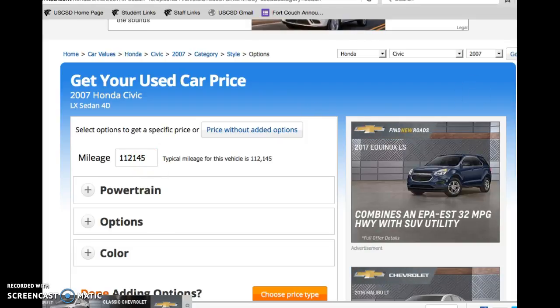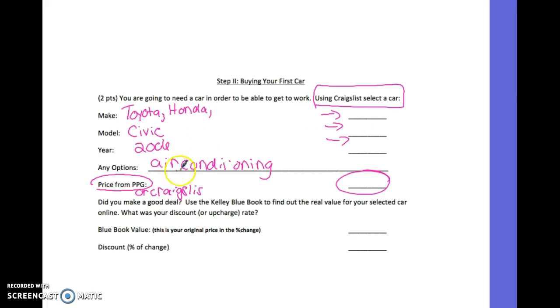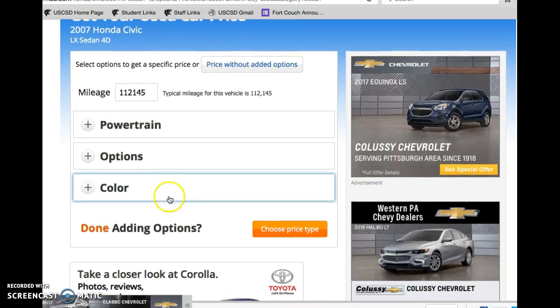So when you are back here, something that I would add to buying your car is add another line that says mileage. So make sure that you know the mileage of your car, because when you're in your Kelley Blue Book part, you're going to need to know the mileage.